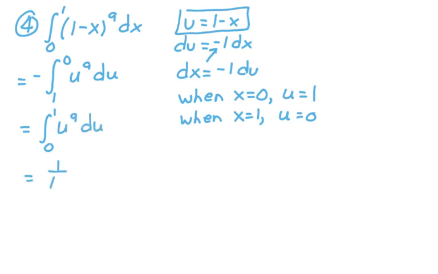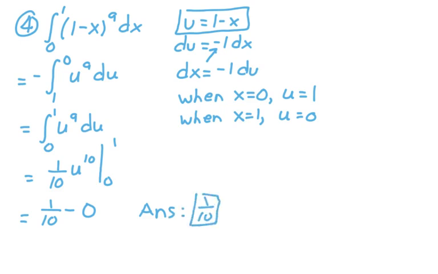which is 1/10 u to the 10th evaluated from 0 to 1. But this is 1/10 minus 0. Okay? And so the correct answer here is 1/10. And that's how we do problem number 4.